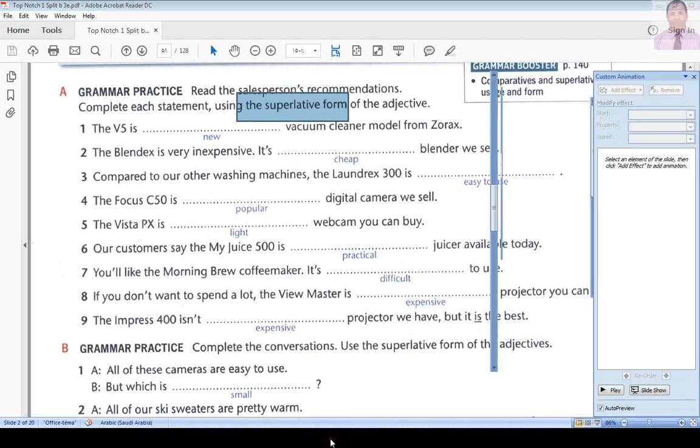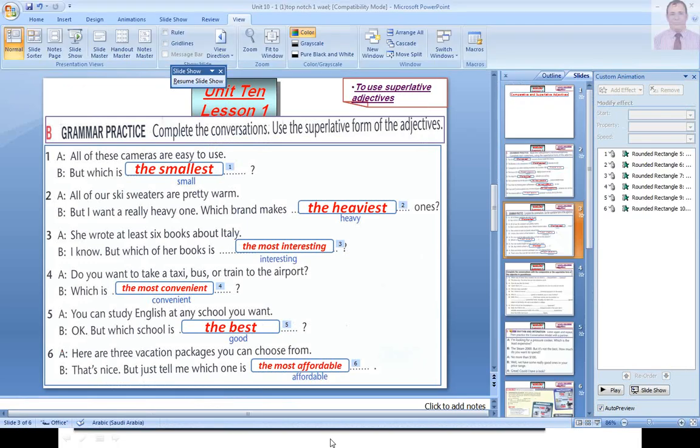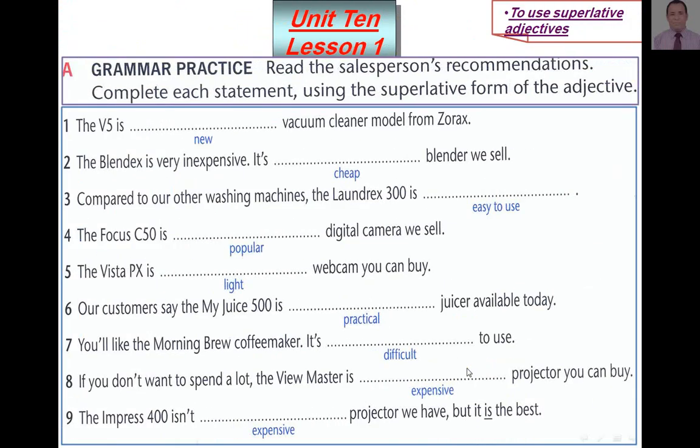So let's start here. This is the exercise we have. Number one, the V5 is a new vacuum cleaner model from Xerox. So we have here the adjective new. Is it long or short? You should ask yourself this question. Does this adjective have one syllable or two syllables and more than two syllables? So of course this one has just one syllable, so it's a short adjective, so I should use here the plus est. So the answer should be what? Yes, very good, the newest, the plus new plus est.